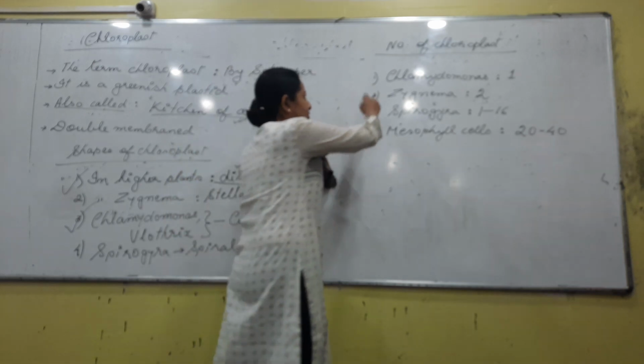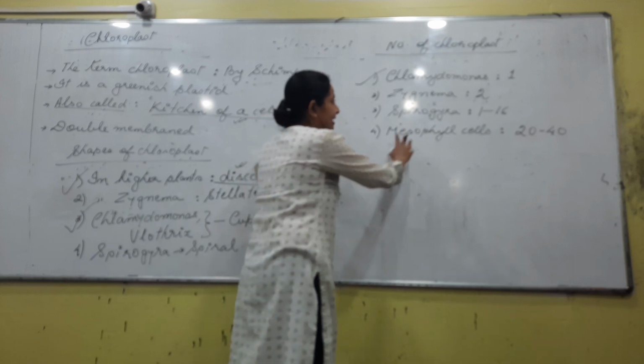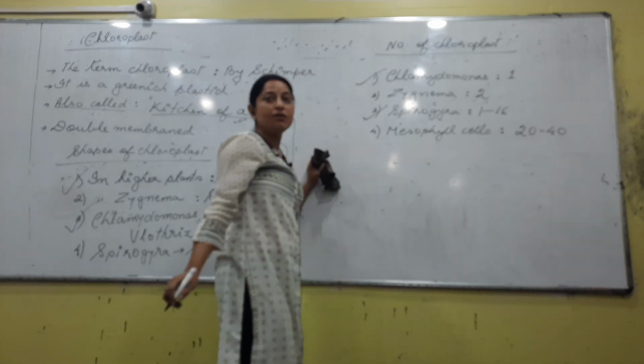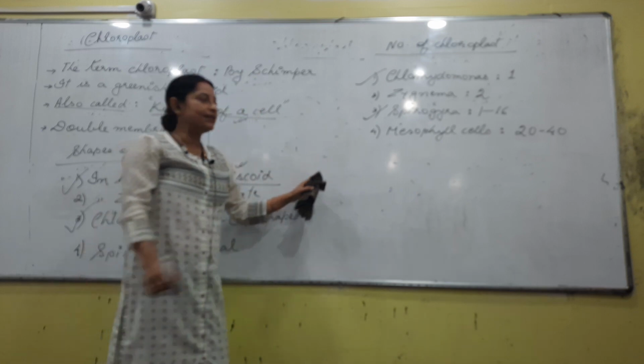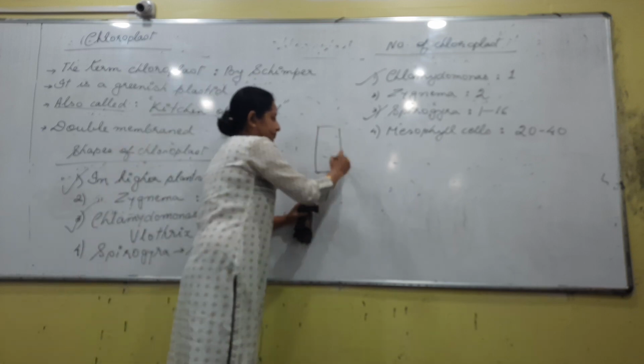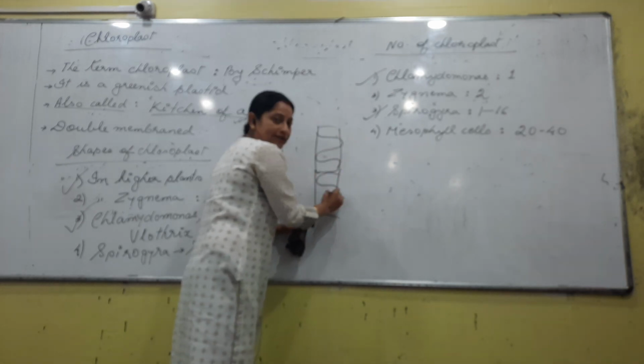Chlamydomonas, we always talk about the presence of one chloroplast. Then spirogyra. Remember, we have drawn the diagram of spirogyra when we were talking about algae. What we said, we have drawn something like this, right? So what will be there? Many chloroplasts will be there, spiral, right?